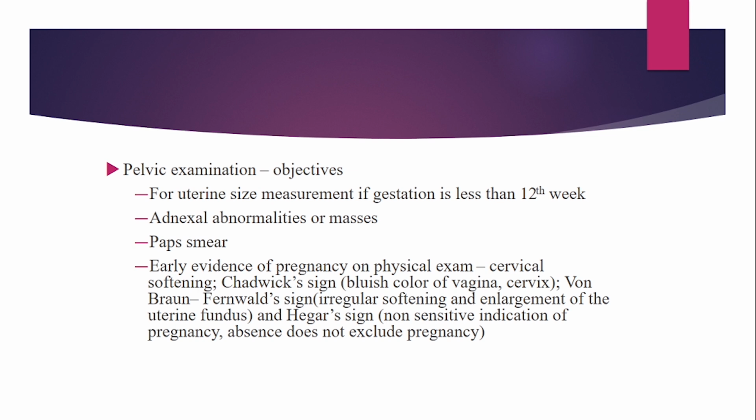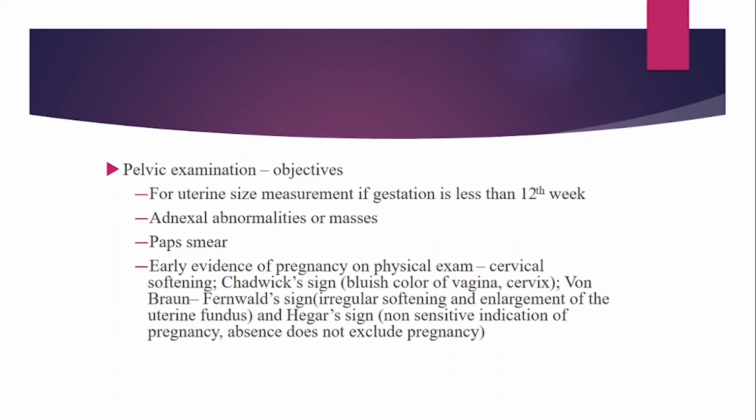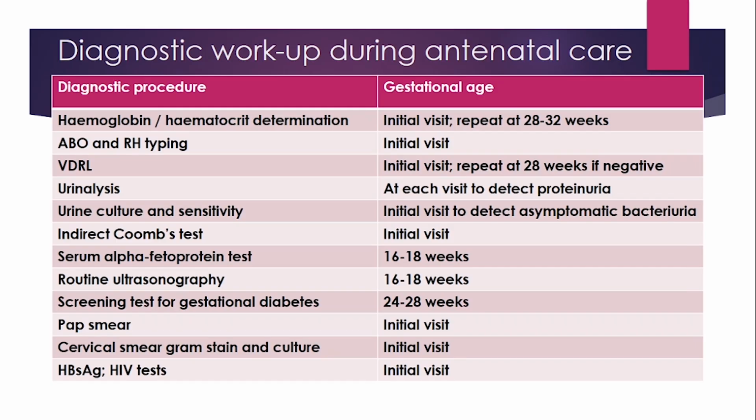So pap smear may also be done for these women when they come. Then early evidence of pregnancy on physical examination, like cervical softening, the Chadwick sign, which is bluish coloration of the vagina and the cervix, von Braun-Fernwald sign too, which is irregular softening and enlargement of the uterine fundus. Although these are not signs that we routinely look for nowadays. Then the Hegar sign, which is a non-sensitive indication of pregnancy, and even the absence does not actually exclude pregnancy.